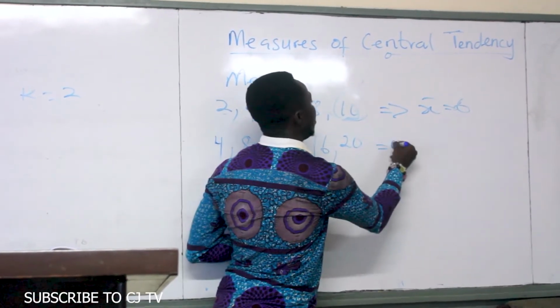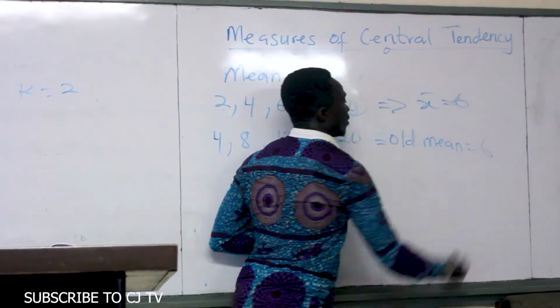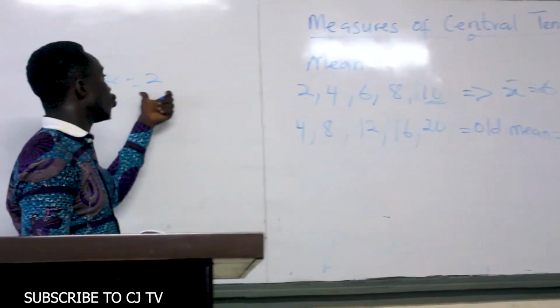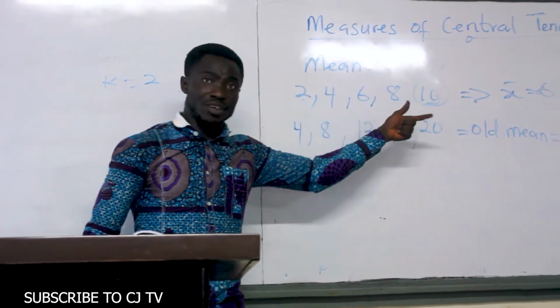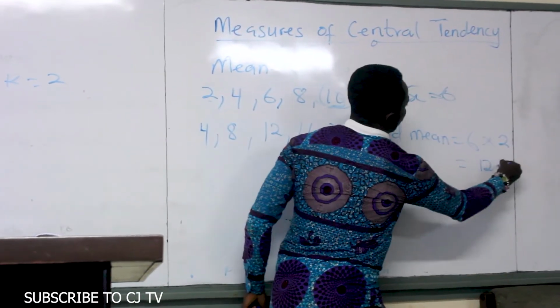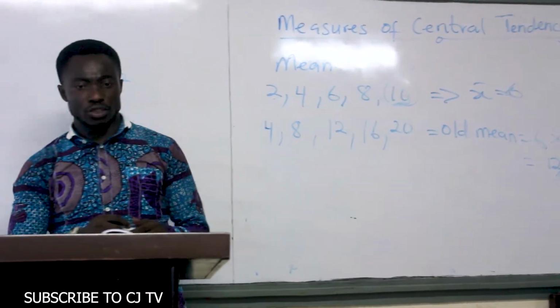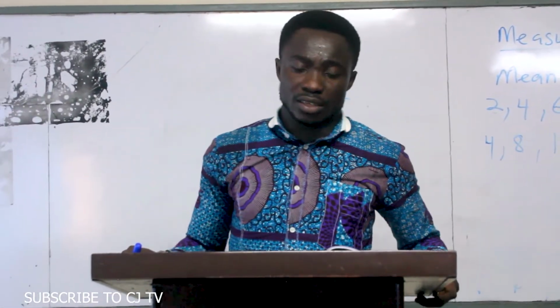The old mean is equal to 6. And what is the constant? It is 2. What did you do? You multiplied every individual score by 2. So you multiply the 6 by 2, which gives you 12. So our new mean will be 12. Are we good?